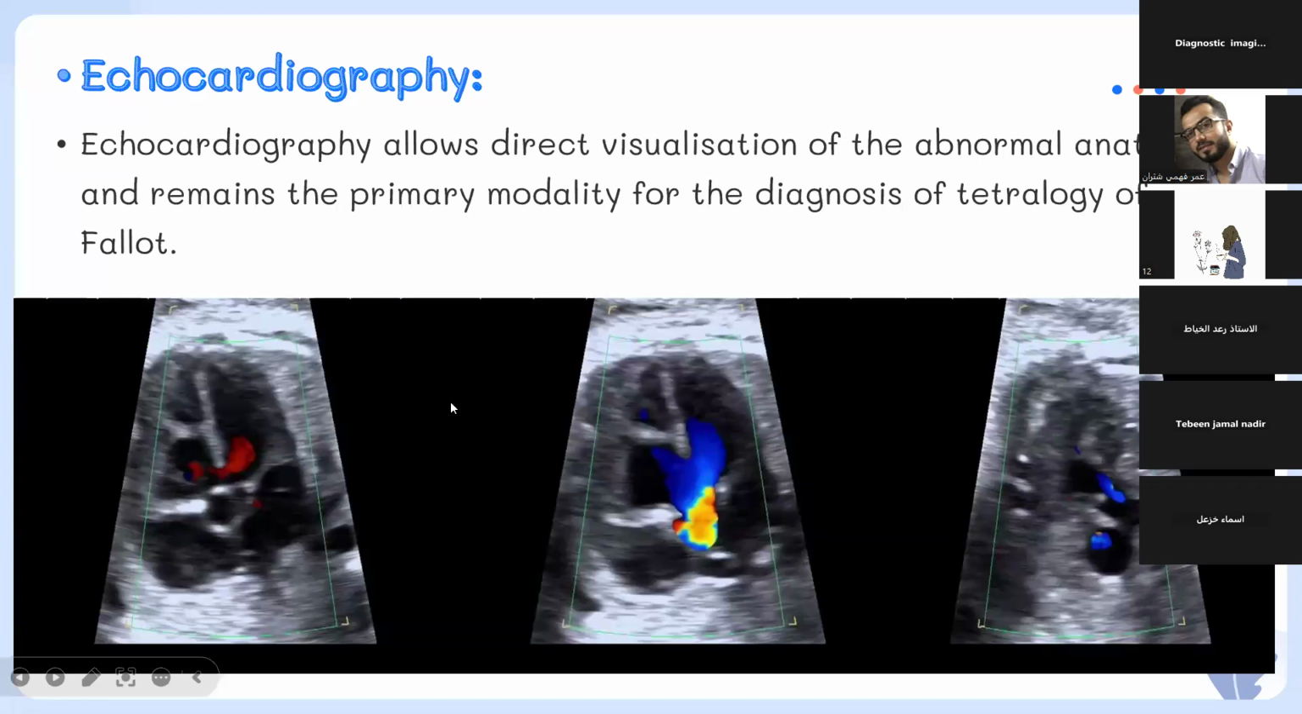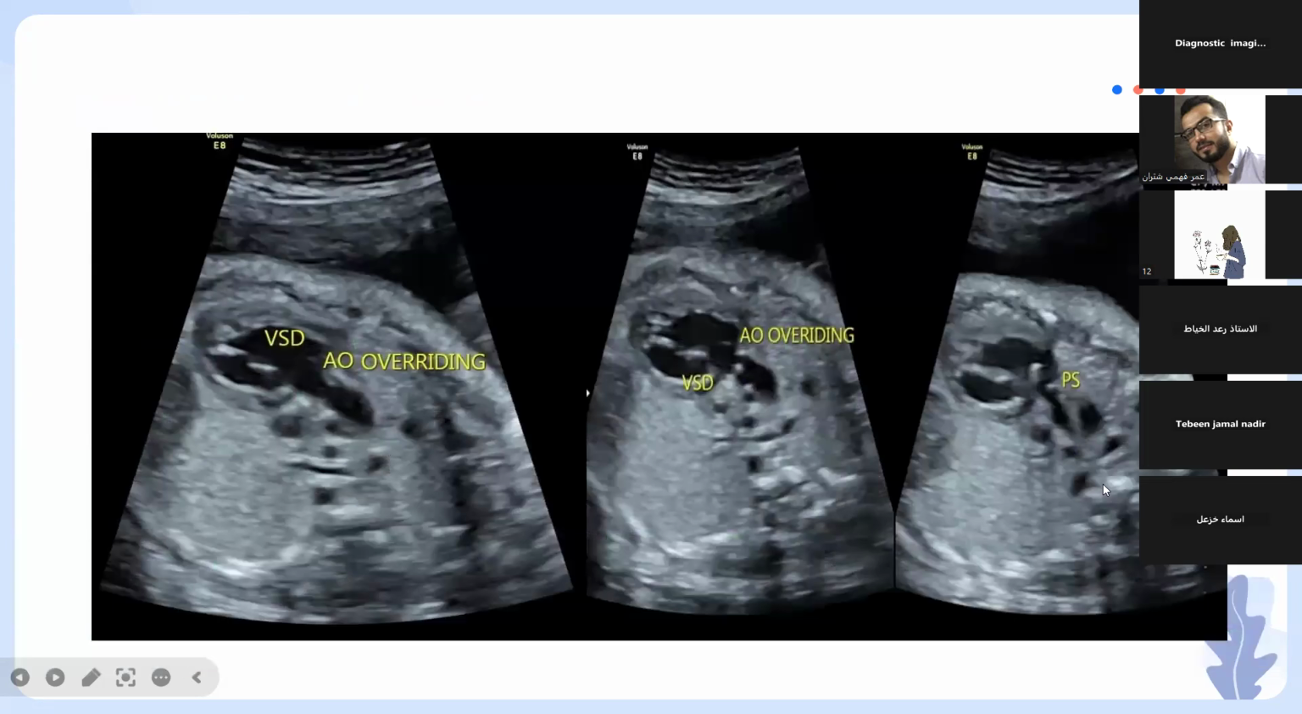Echocardiography allows direct visualization of abnormal anatomy and remains the primary modality for diagnosis of tetralogy of Fallot. And this is a fetal cardiac echo four-chamber view showing VSD and overriding of the aorta, with stenosis of the pulmonary artery. This is another case of tetralogy of Fallot, showing overriding of the aorta, VSD, hypertrophy of the right ventricle, and pulmonary artery stenosis.